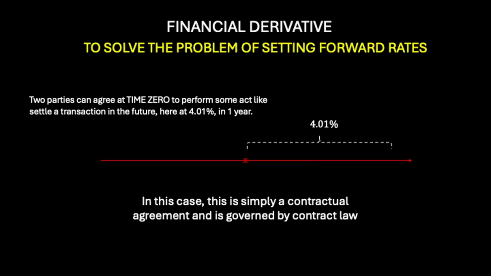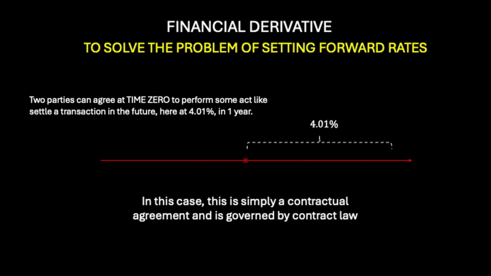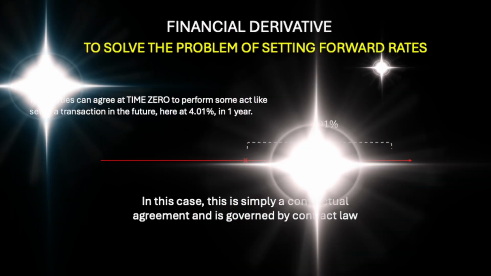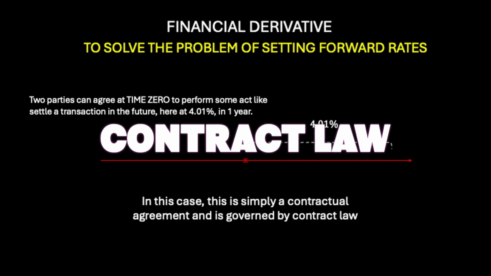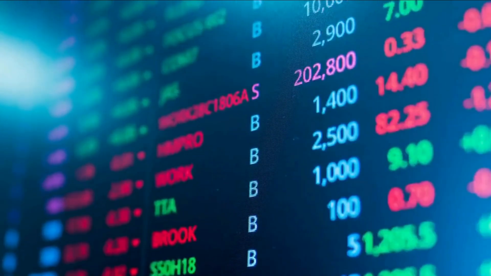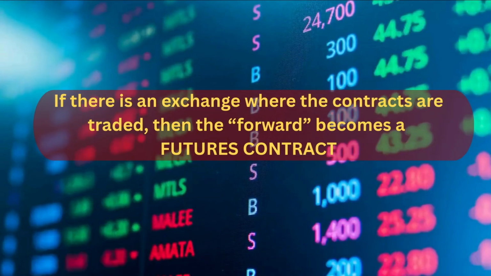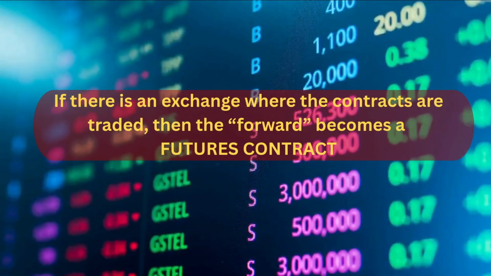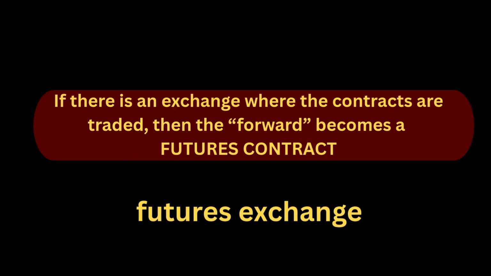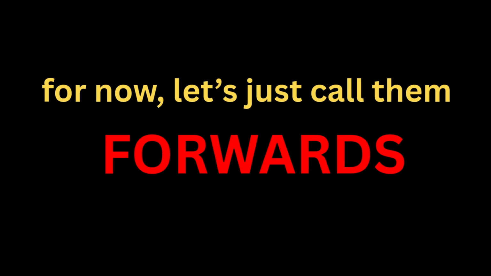It'll just suffice to say that what we need here is a financial derivative, in this case, a forward contract to achieve the desired equivalence. And as such, contract law defines the relationship between the two parties. However, if there is an exchange similar to a stock market where contracts are exchanged, then the forward becomes known instead as a futures contract traded in a futures exchange. Regardless, for now, we shall simply call them a forward rate to simplify discussion so that we can revert to our previous thread on the indifference argument we were pursuing.